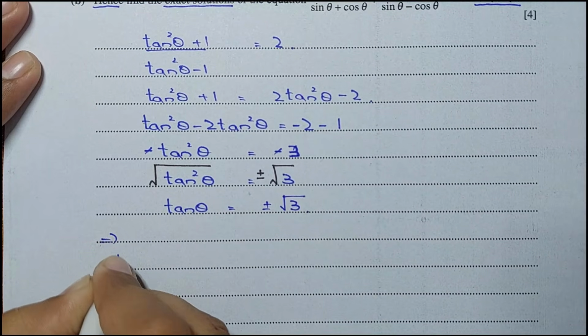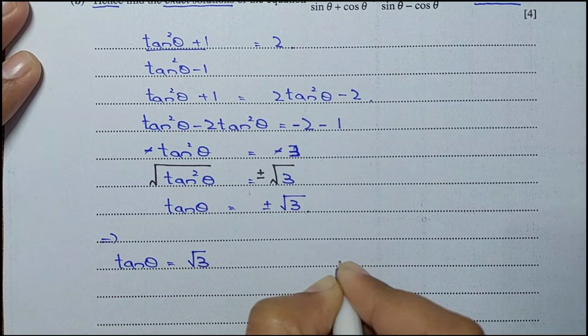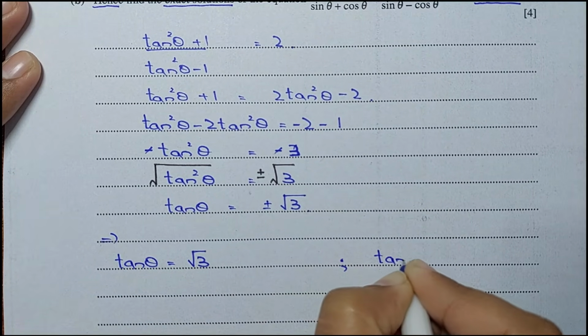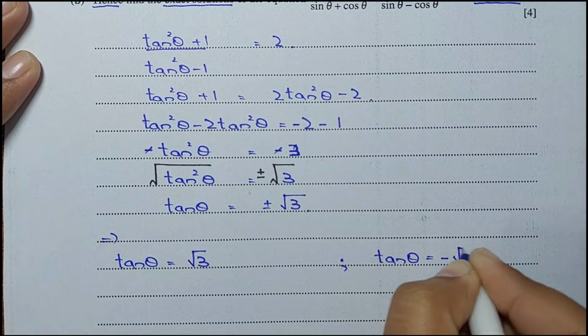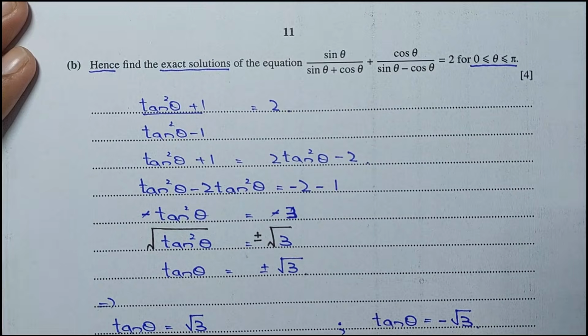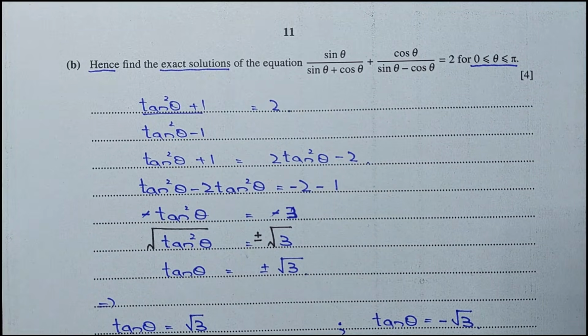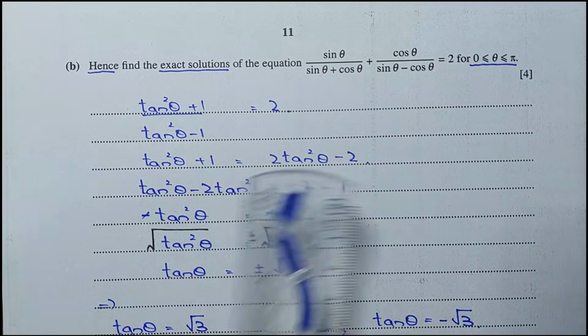Now we have two cases. The first case is tangent theta is root 3, and the other case is tangent theta is minus root 3. Here tangent is positive and here tangent is negative, and the domain is between 0 to pi, the first and the second quadrant. Okay, let me draw the coordinate diagram and check in which quadrant it is positive and in which it is negative.